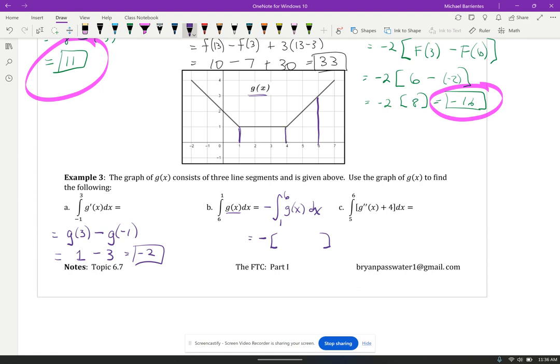Let's see. Well, I can break this up into a rectangle whose base is 3, the height is 1, so therefore the area is 3. And I can set up this as a trapezoid whose base 1 is 1, whose base 2 is 3, and whose height is 2. So remember the formula for the area of a trapezoid is 1/2 times the height times base 1 plus base 2. Or you can say the average of the heights times the base. Either way, you're going to get 4.